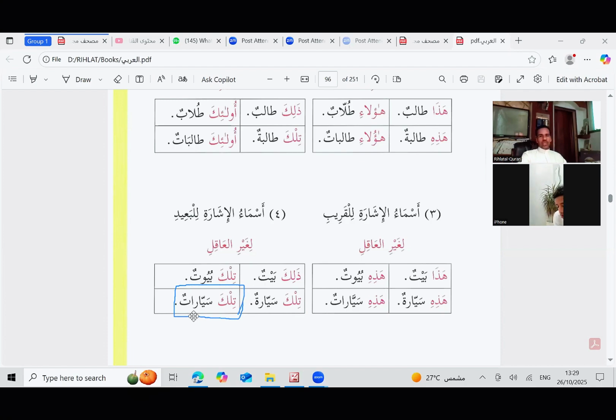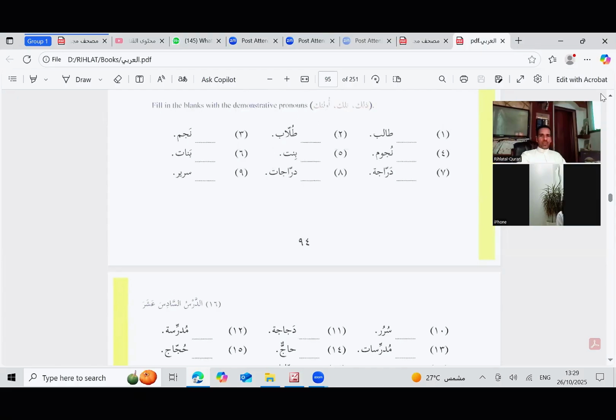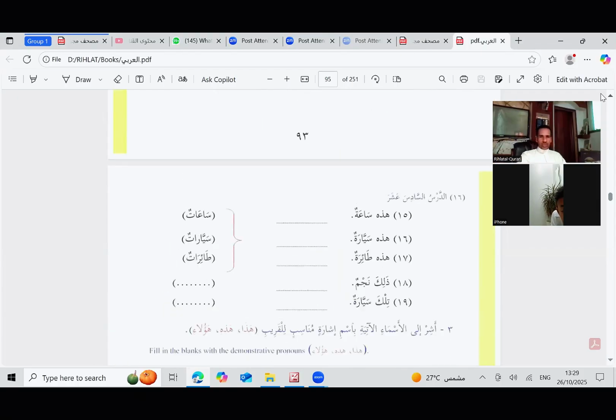That's why what did we add here? Alif and ta. Why? Because it's masculine or feminine? Feminine. This is the exercise we need you to complete. For example, هذه ساعة. We need to change this sentence from singular to plural. هذه ساعة. What does it mean, هذه ساعة?